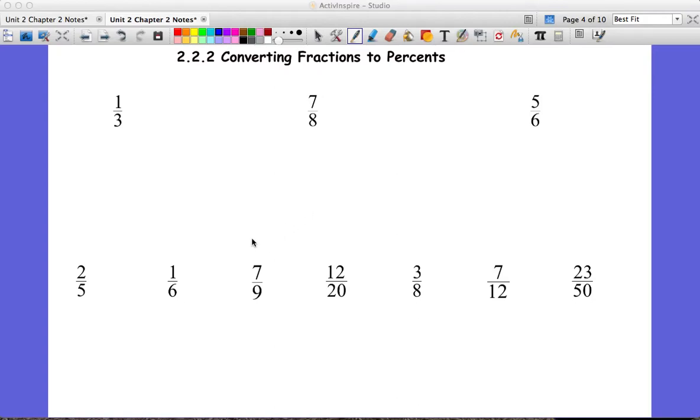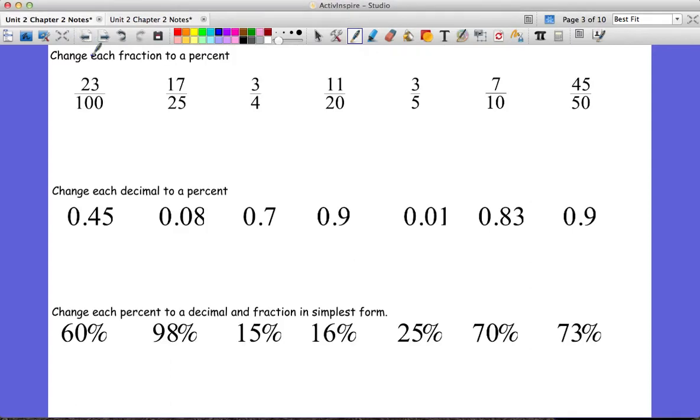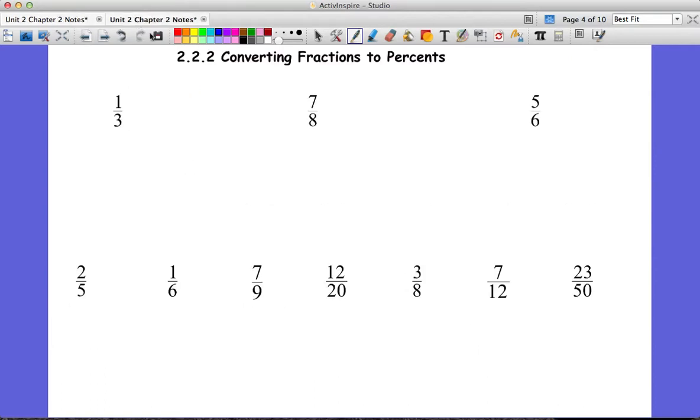Welcome to lesson 222, converting fractions to percents. I know in our last lesson we talked about converting fractions and decimals to percents. However, these fractions that we used either already had a denominator of 100 or their denominator could multiply to get to 100. So now these fractions, their denominators can multiply to 100. However, they don't do so easily.